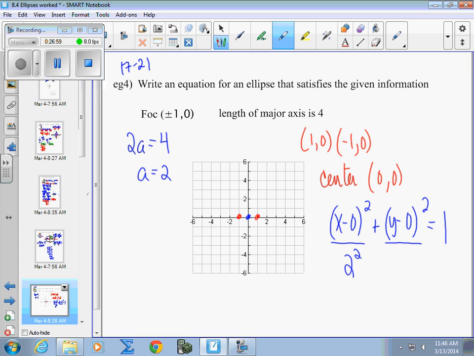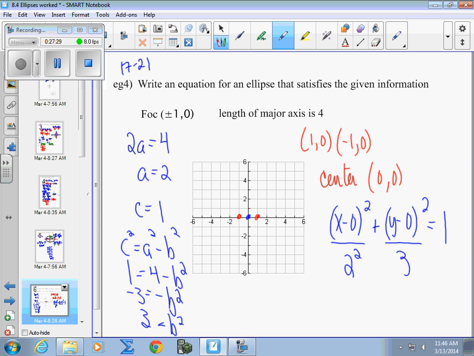What is c equal to? c is equal to 1. Alright, so c squared is equal to a squared minus b squared. So we have 1 is equal to 4 minus b squared. The minus 3 is equal to minus b squared. So b squared is equal to 3. Once again, we need b squared. So we have that.